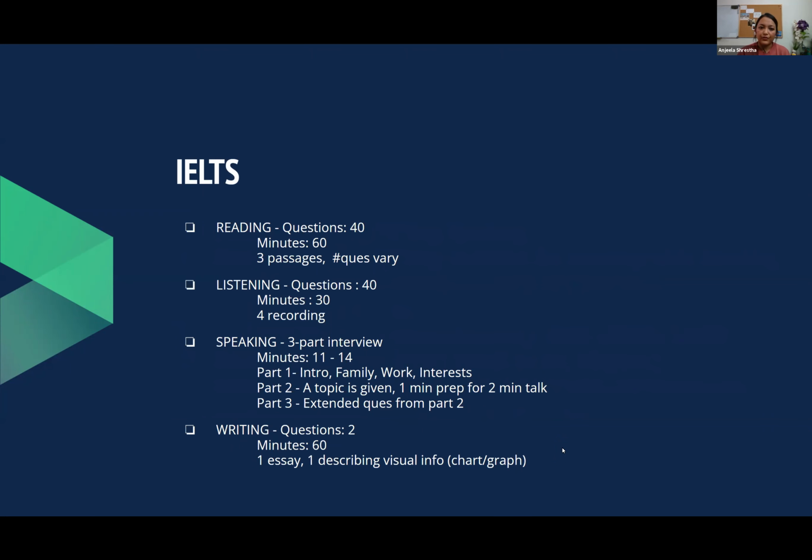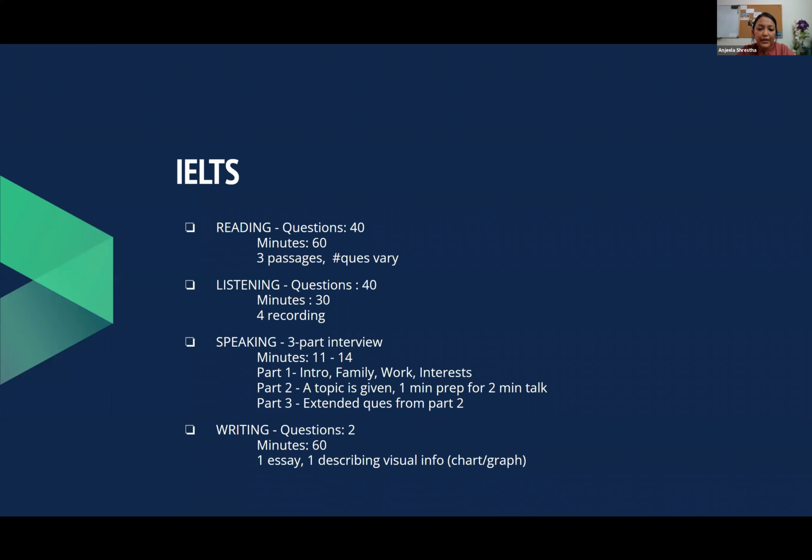In case of reading section, there are 40 questions and it has 60 minutes. So you will have 3 passages that you read and answer within 60 minutes. For listening, you will have 40 questions and 30 minutes to accomplish those questions. And for the listening part, you will have 4 recordings.